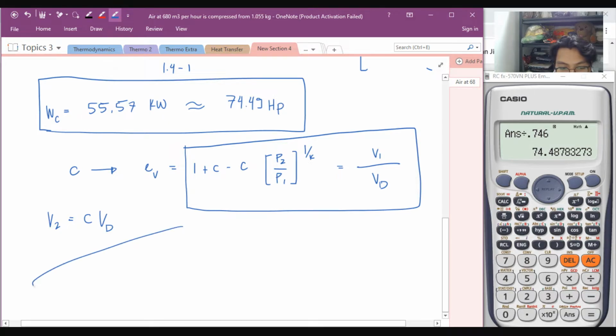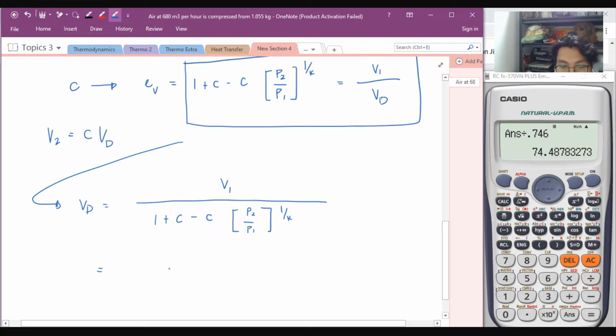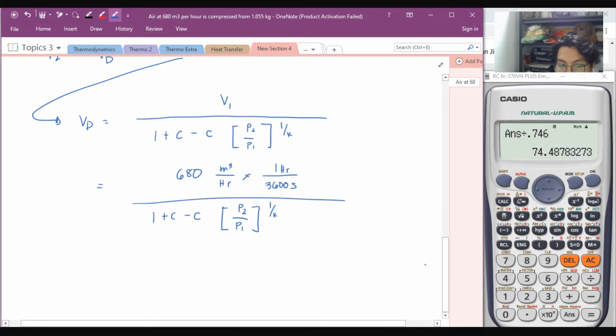So, let's put it here. VD is equal to V1 all over 1 plus C minus C multiplied to P2 over P1 raised to 1 over K. Let's check, you were given V1 there, right? So, 680 cubic meter per hour. I'll make it seconds, 3,600 seconds in every hour, divided by 1 plus C minus C multiplied to P2 divided by P1 raised to 1 over K. Right? I'll replace this.